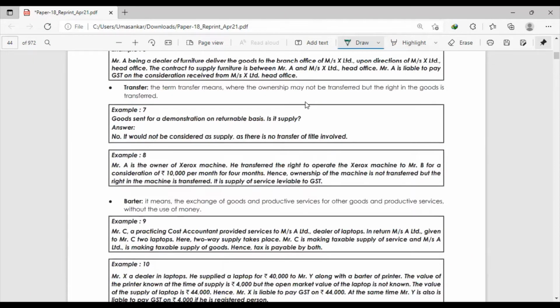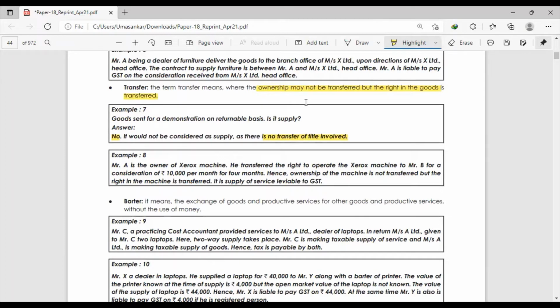Transfer means where the ownership may not be transferred, but the right in the goods is transferred. Okay, let's go through an example for this. Goods sent for demonstration on returnable basis. Is it supply? No, because there is no transfer of title involved. There is no transfer of title because on a returnable basis the demonstration is taken.